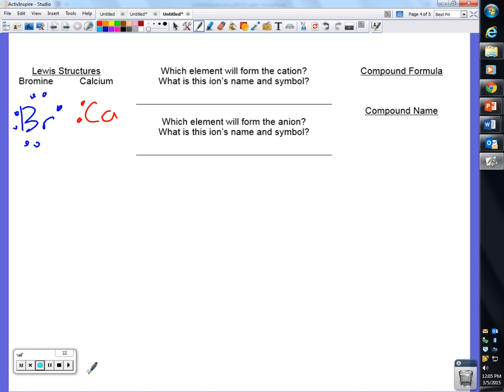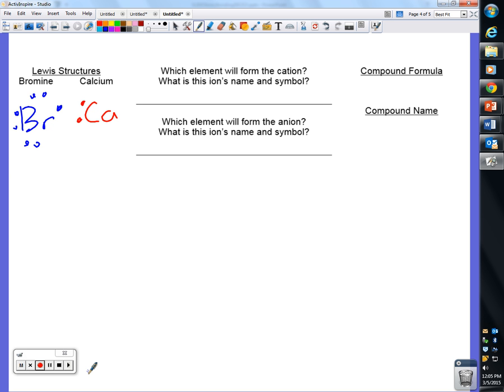So calcium is in group 2. By the way, where you draw the dots is not as important as if you have the right number of dots. So if your dots are not in exactly the same place as mine, that's okay, as long as the numbers are right. So, calcium, group 2, 2 valence electrons. Bromine, group 17, 7 valence electrons. Good there? Okay, so, Julia, which one's the metal, which one's the non-metal?